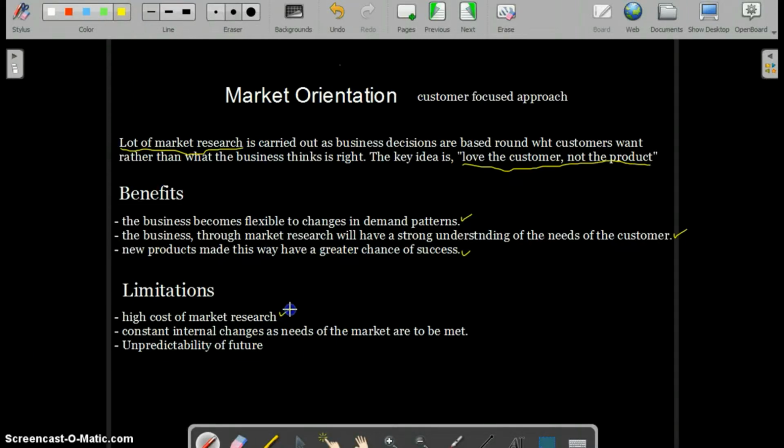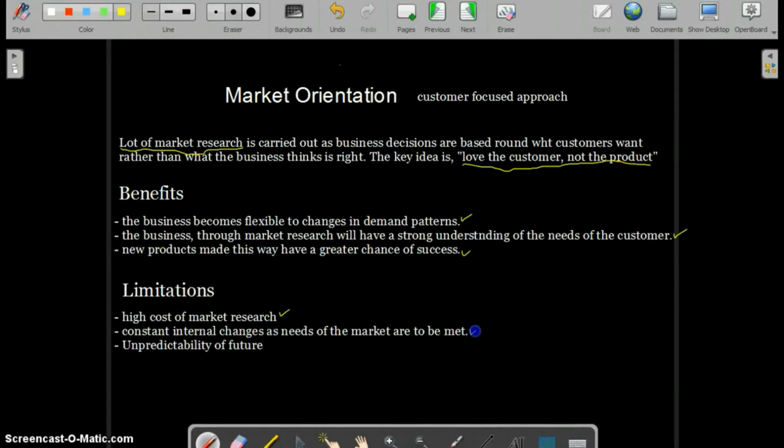So the cost part is that the market research might be accurate, but it will be very costly for the business. Secondly, there are constant internal changes as the needs of the market need to be met. So you have to change some equipment maybe, or get something different. Constantly there's some change in order to meet the demands of the business. So there will be some cost involved in changing machineries maybe, or lots of time and effort to meet the demands of the customer. So there's a lot of internal change going on.